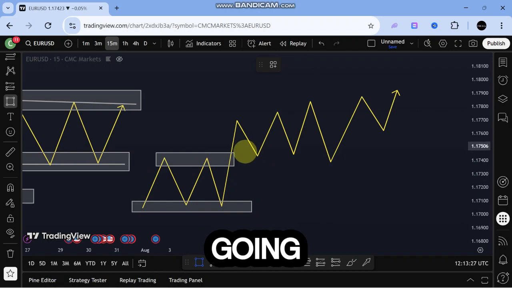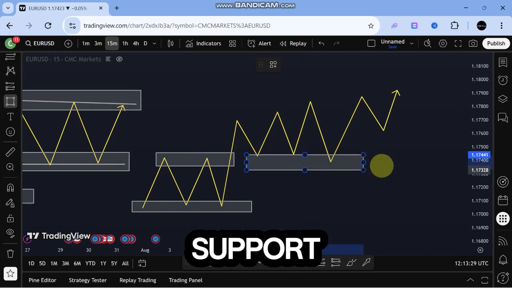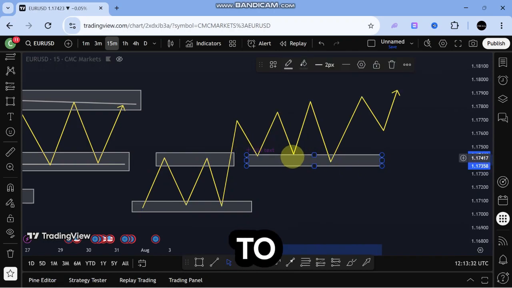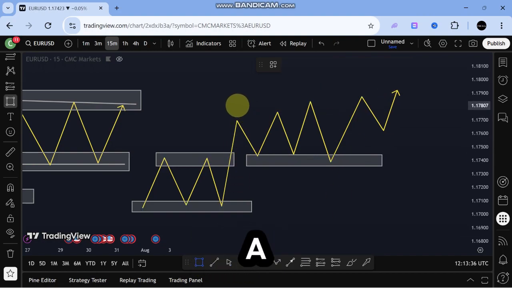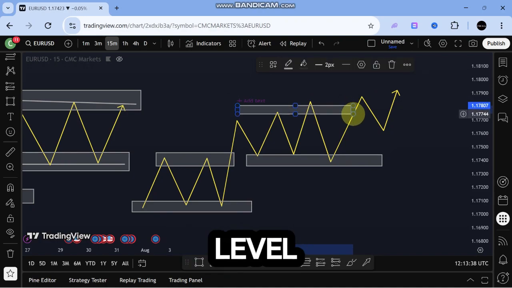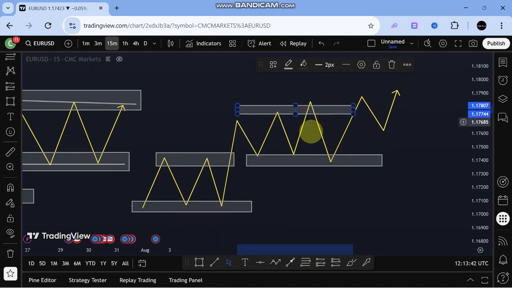Also, this particular level is a support level, because anytime price gets to this space, it bounces upward. And this space is also a kind of resistance level, because when price gets to this space, it is stopped from going higher.